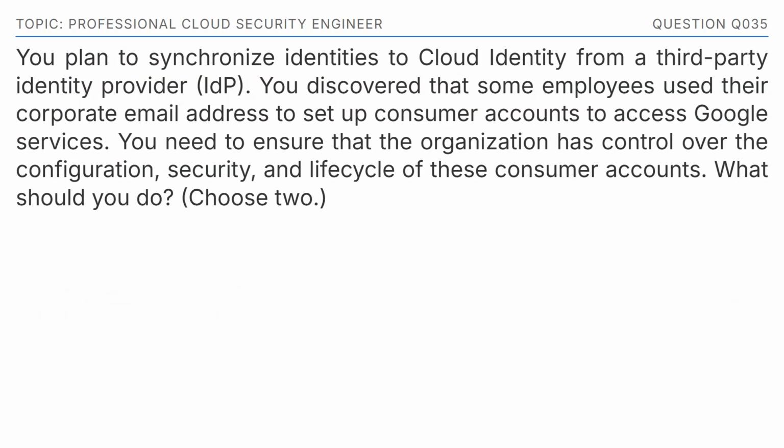You plan to synchronize identities to Cloud Identity from a third-party identity provider, IDP. You discovered that some employees used their corporate email address to set up consumer accounts to access Google services. You need to ensure that the organization has control over the configuration, security, and lifecycle of these consumer accounts. What should you do? Choose 2.